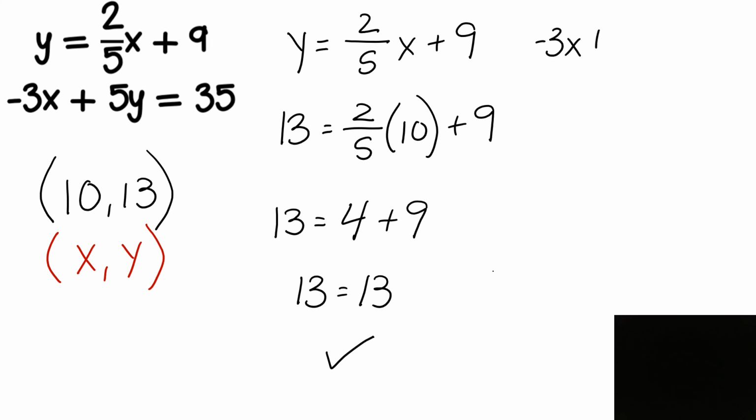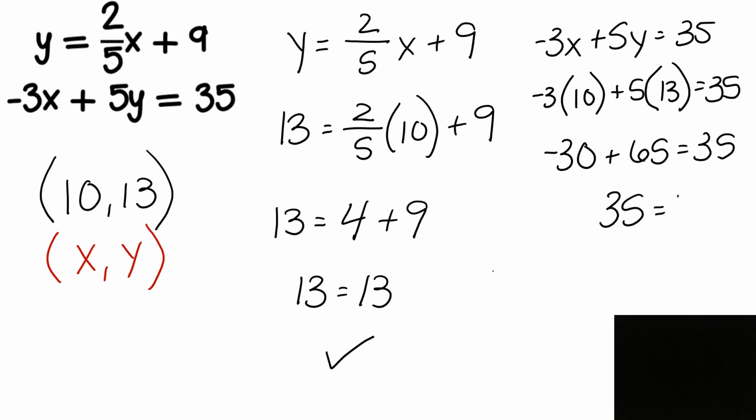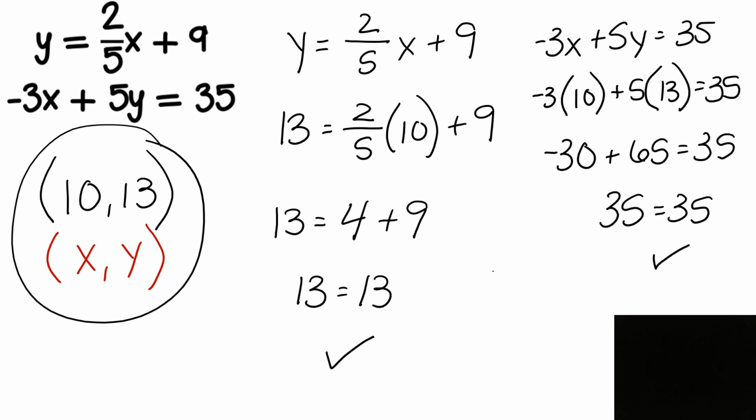Second equation, negative 3x plus 5y equals 35. Plugging in your x value 10 and your y value 13, equals 35 at the back. Negative 3 and 10 would give you negative 30. 5 and 13 would give you 65. Add your negative 30 and 65 together, it gives you an answer of 35. Both sides match, so that solution is correct. We follow the maze diagonally to the left.